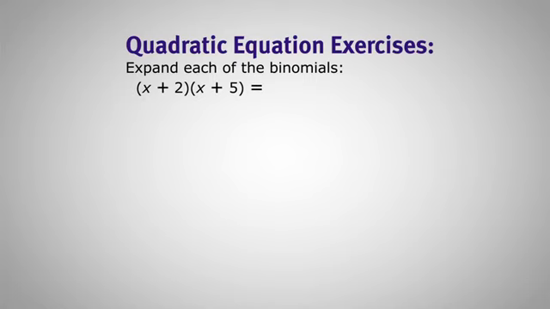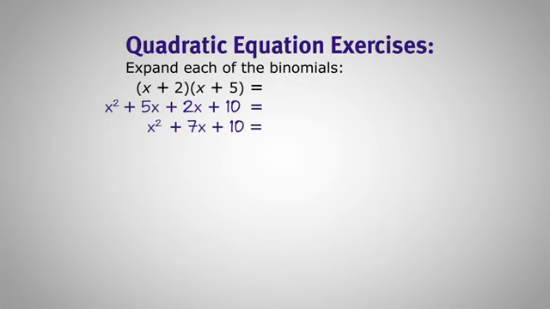So we're going to multiply our first terms. X times x equals x squared. Next, the outside terms, x times 5 equals 5x. The inner terms, 2 times x equals 2x. And our last term, 2 times 5 equals 10. So our expression reads x squared plus 5x plus 2x plus 10. We can simplify our middle terms so that the expression reads x squared plus 7x plus 10.